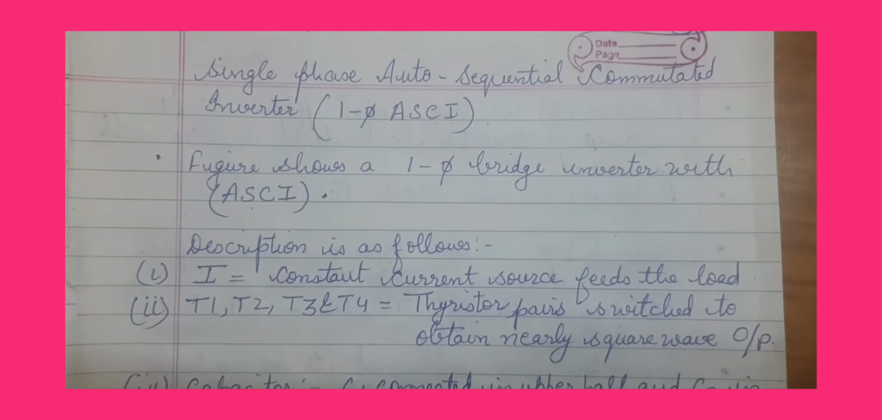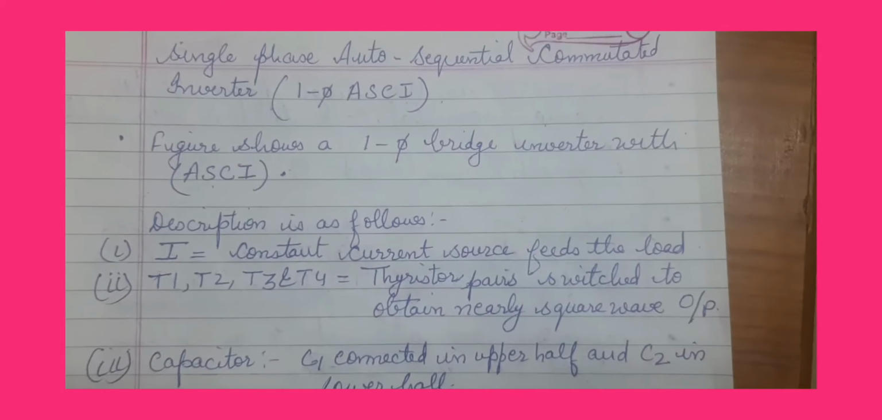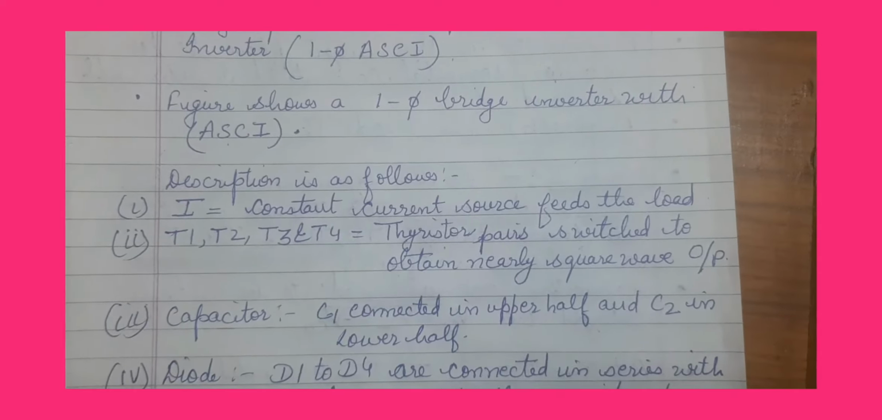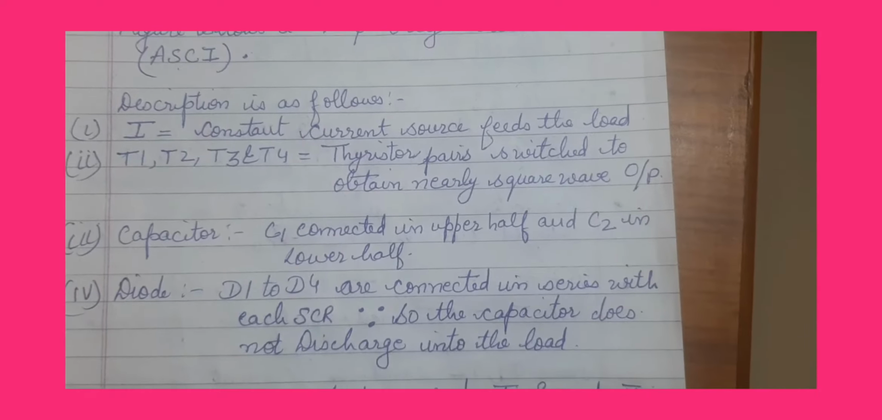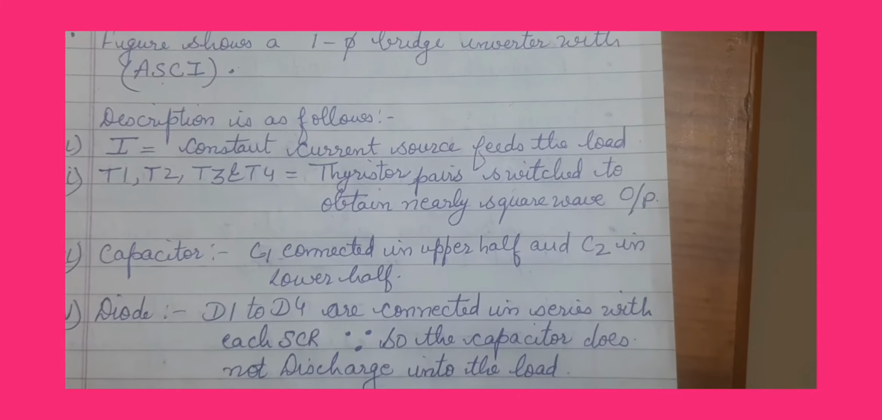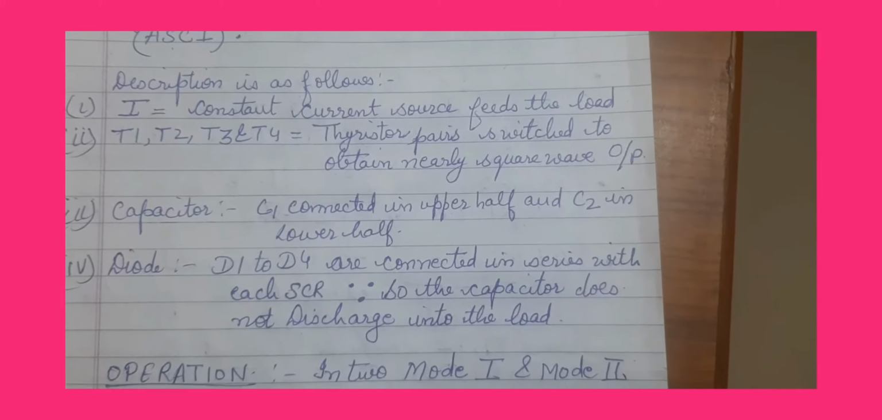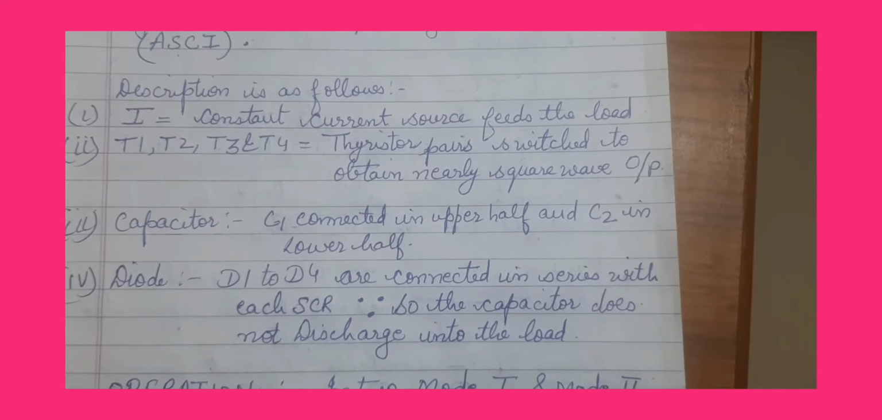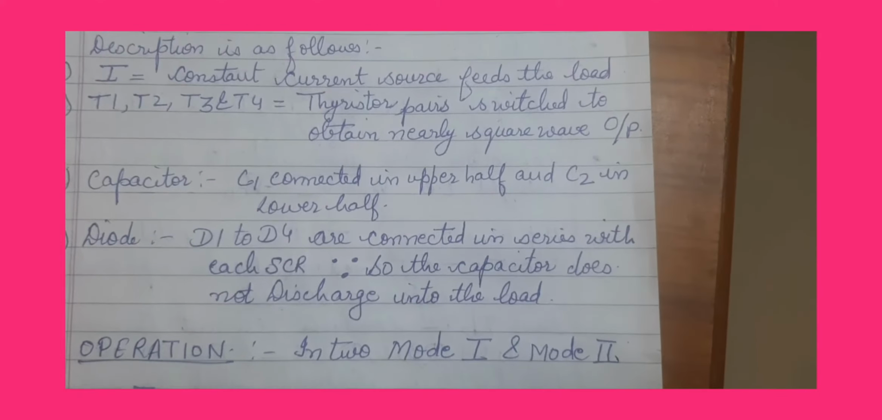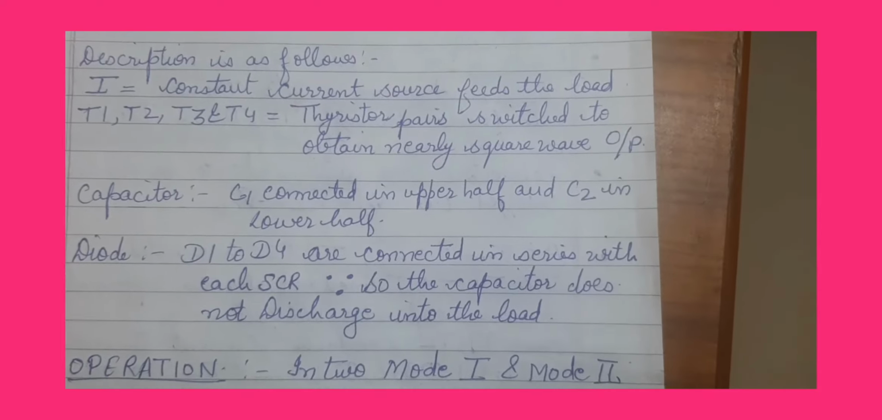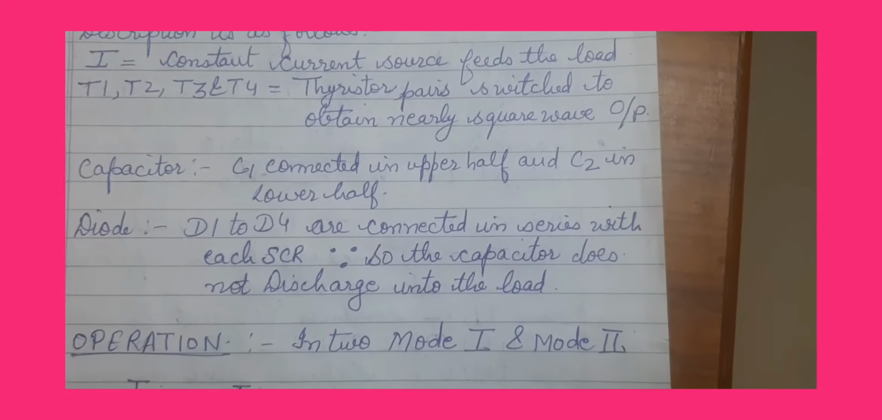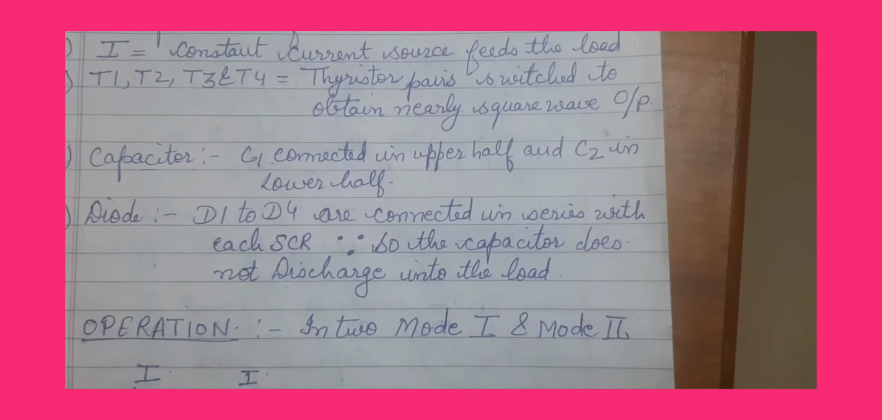The figure shows the single phase bridge inverter with the ASCI. Now the description is that the current flowing in the circuit is a constant current source feeding the load. T1, T2, T3 and T4 are the thyristor pairs switched to obtain a nearly square wave output, and two capacitors are connected, that is C1 in the upper half and C2 in the lower half. Four diodes are connected in series, named D1 to D4, with each SCR. Why is it connected? So the capacitor does not discharge into the load.